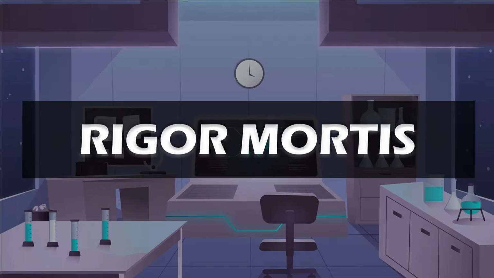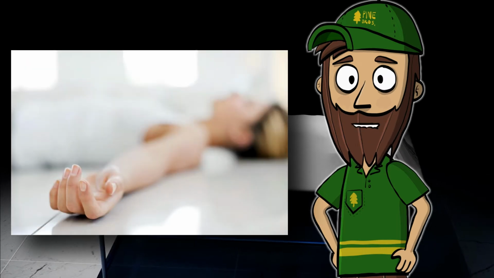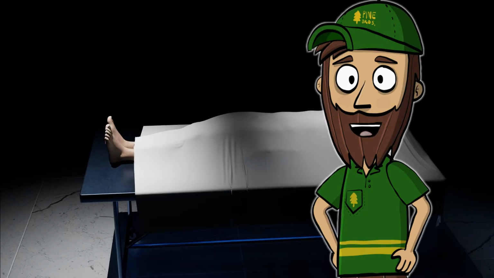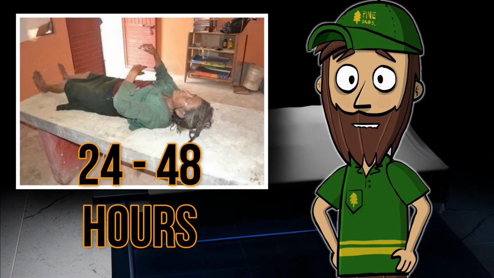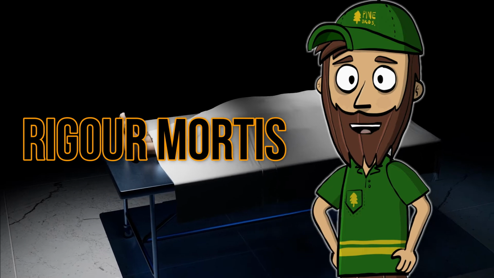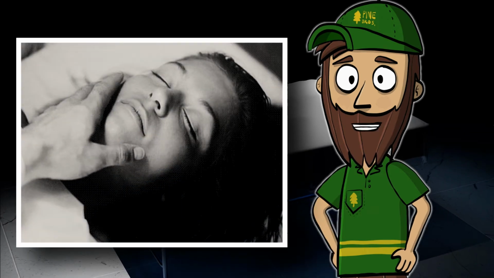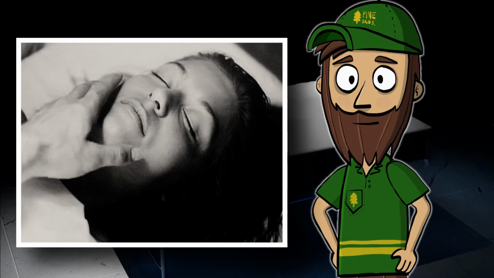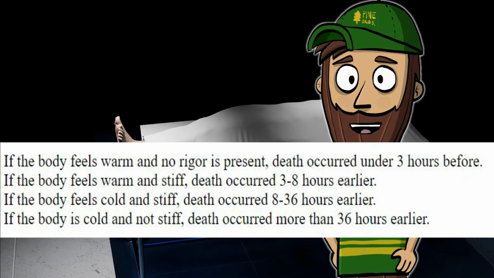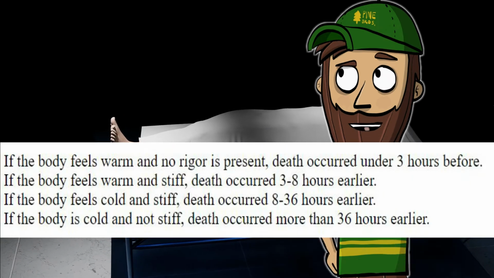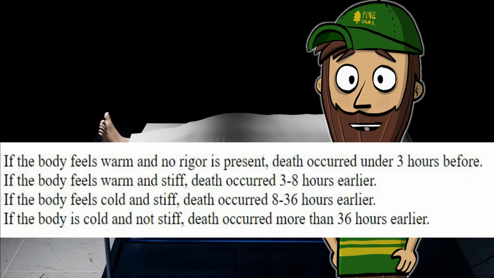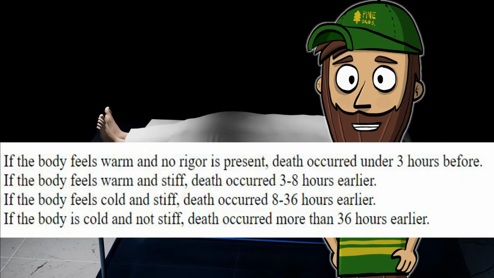Rigor mortis. All of the body's muscles instantly relax following death. Due to an accumulation of acid in the muscle tissues, the body gradually stiffens during the following 24 to 48 hours. This stiffening process, known as rigor mortis, occurs at a fairly known time, making it possible to predict when someone will pass away. In general, if the body feels warm and no rigor is present, death occurred under 3 hours before. If the body feels warm and stiff, death occurred 3 to 8 hours earlier. If the body feels cold and stiff, death occurred 8 to 36 hours earlier.